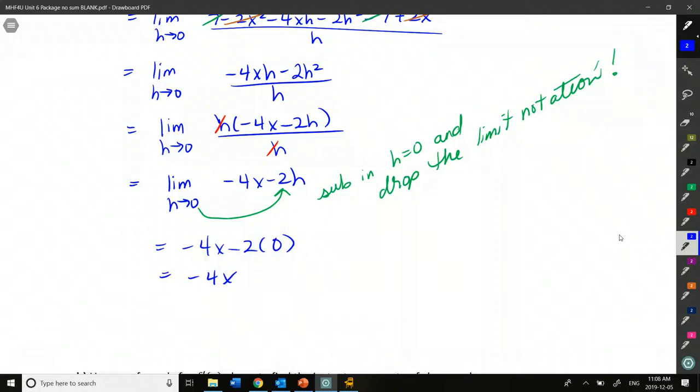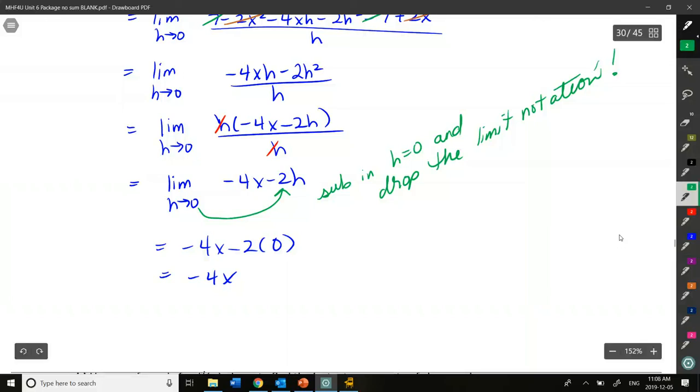Does that say not allowed? What? It drops the limit notation. Oh, sorry, one word. There you go. Now it looks like it connects.